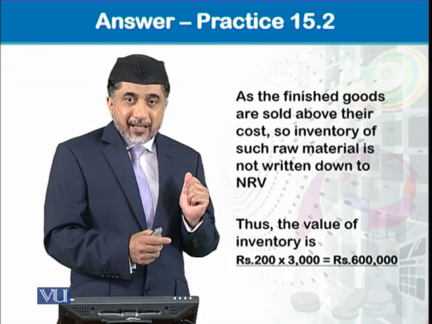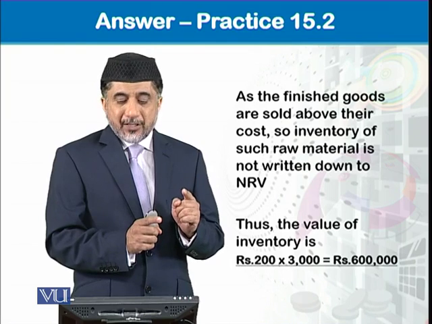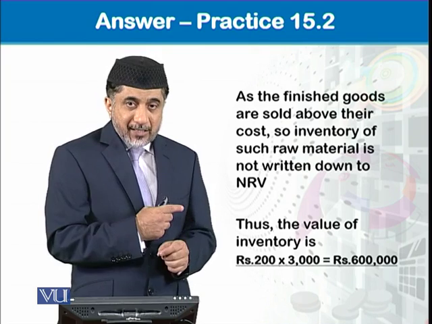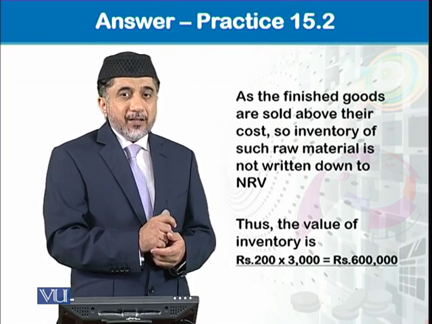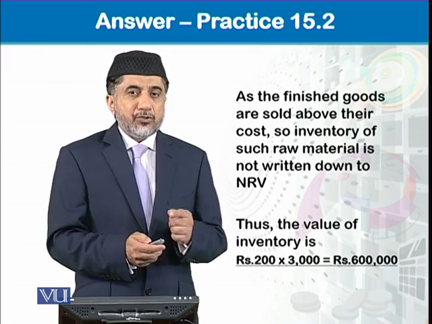So you can see that this inventory will be measured at 200 per pound, and there is an inventory of 3000 with us. So the total 600,000 will be the value of inventory that will be shown in the balance sheet for this raw material.